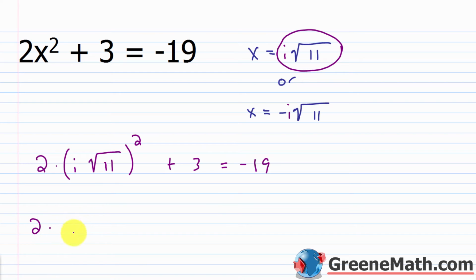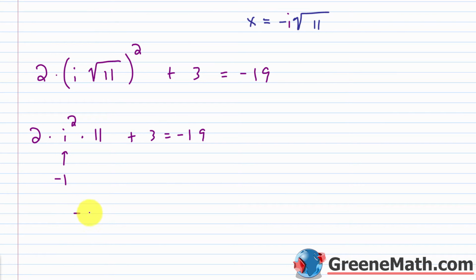So you'd have 2 times i squared has a definition of negative 1. But let's just write i squared for right now. I'm just going to put an arrow and say this is negative 1 times the square root of 11 squared is 11. Okay, then plus 3 equals negative 19. Again, I know this is negative 1, so 2 times negative 1 is negative 2. Negative 2 times 11 is negative 22. So essentially what you have here is negative 22 plus 3 equals negative 19. So you end up with negative 19 equals negative 19. So yeah, that works out.